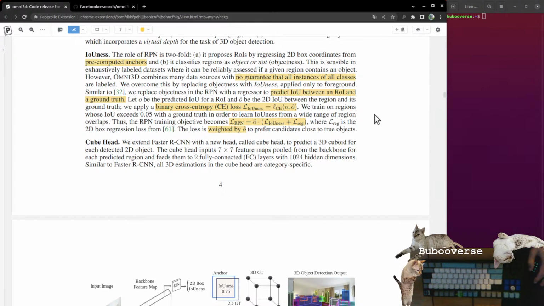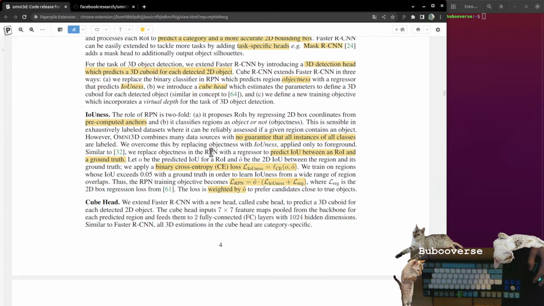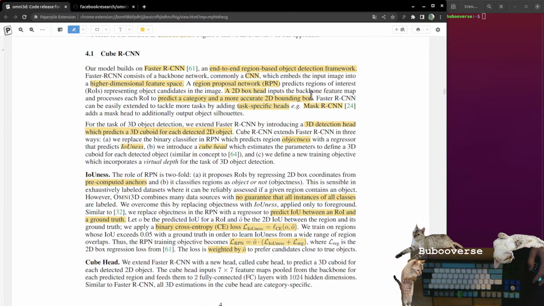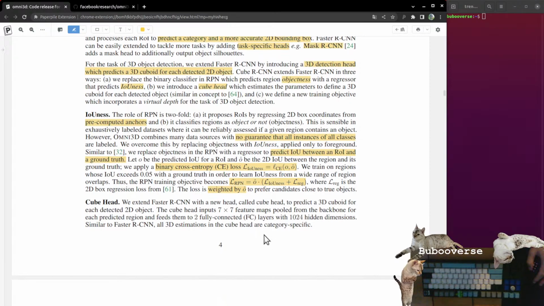Okay, so then we get to the cube head, which we were looking at before. Again, this is really just a pretty logical extension of Faster RCNN. In the past, people added, for example, a task-specific head to predict a mask, and here all they're doing is adding a task-specific head to predict the cuboid. Cube head inputs 7x7 feature maps pulled from the backbone for each predicted region.